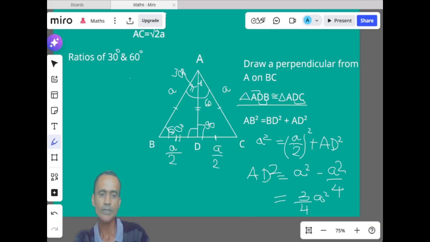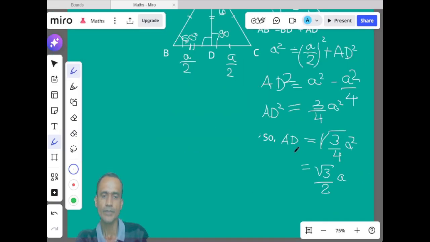So what will be the value of AD? We need to take square root on both sides. So AD is equal to root of 3 by 4 a square. Root of 3 is root 3, root of a square is a, root of 4 is 2. So the value of AD is equal to root 3 by 2 a.